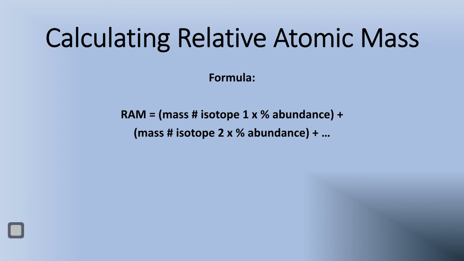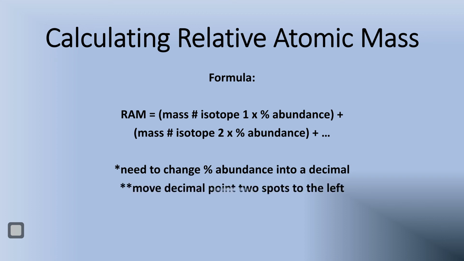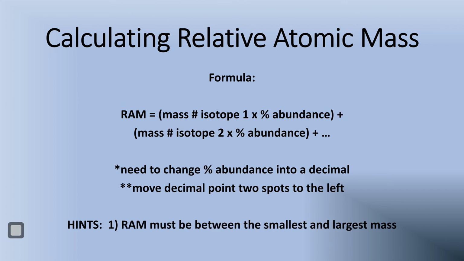So if there's a third isotope, fourth isotope, fifth isotope, you keep going. Okay. You need to make sure to change those percent abundances to decimals before you calculate it. So move that decimal point 2 spots. Okay. And then a couple of hints. The RAM, the final answer you get, must be between the smallest and largest mass.